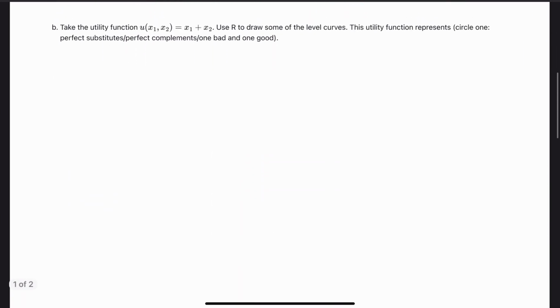It says, take the utility function U(x1, x2) is x1 plus x2. Use R to draw some of the level curves. This utility function represents perfect substitutes, perfect complements, or one bad, one good. So we can do exactly the same thing as before. Let's let u be 1. 1 equals x1 plus x2. Solve for our y variable. Then we get x2 is 1 minus x1.